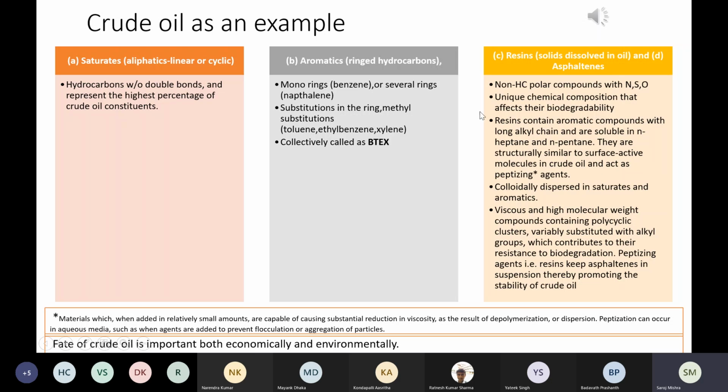In addition to this, crude oil also contains resins and asphaltenes. What are the resins which are present? These are basically solids which are dissolved in the oil, and they are non-hydrocarbon compounds. Both the aromatics and the saturates that we talked about are only hydrocarbons. They contain hydrogen and carbon, but resins are non-hydrocarbon, and they also contain nitrogen, sulfur, and oxygen. That is the reason when diesel oil or petrol is burned, if it was only hydrocarbon, then only carbon dioxide and water would be released. But since petrol also contains resins and asphaltenes, quite a bit of it, oxides of nitrogen like nitric oxide, nitrogen dioxide, or oxides of sulfur are released.